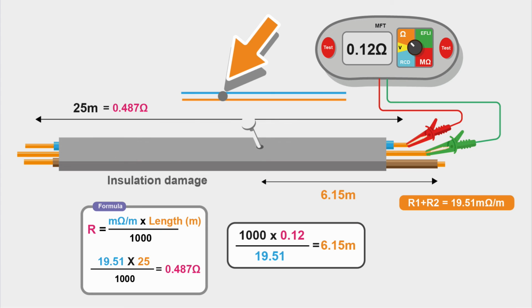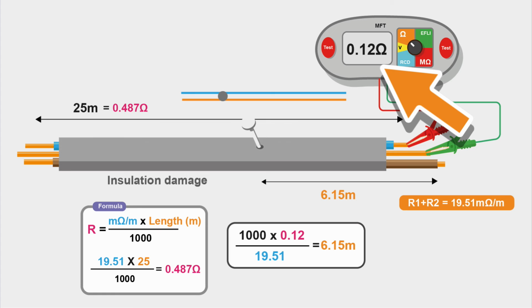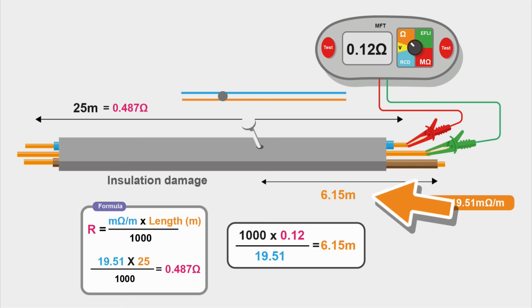Now if you're fortunate and the stars align, you take a resistance reading, it'll be an RN plus R2 in this case, and the milliohms per metre for the live and CPC connection is 19.51 milliohms. Again, we do the resistance reading, seeing if you can measure this shortened loop, and say we get 0.12 ohms. We can put that through the formula. We'll get a length of 6.15 metres.